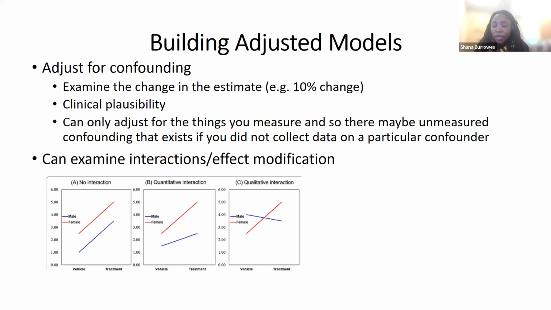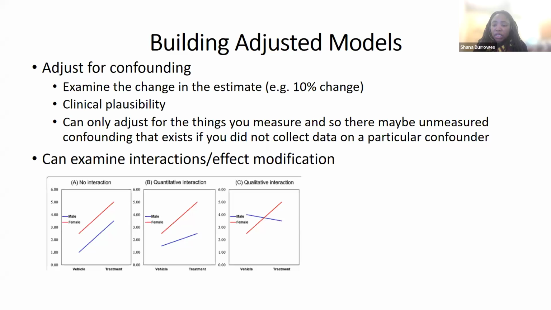In the second column, in the second panel, what we see is called quantitative interaction. That means the intervention is having the same impact on men and women, as in they're both having an increase, but the rate at which the increase is happening differs. In women, you see that the increase is much steeper than in men. So that's a quantitative interaction.